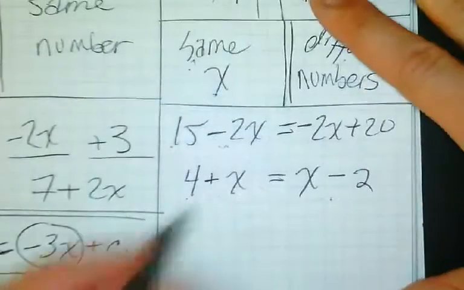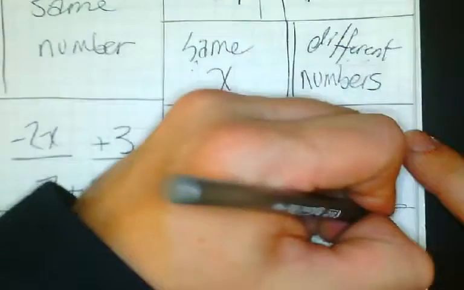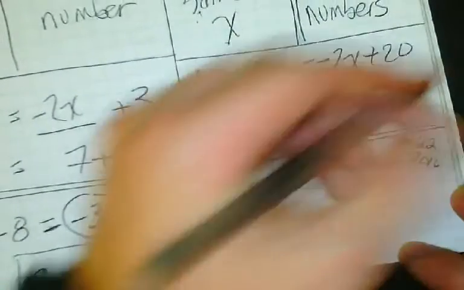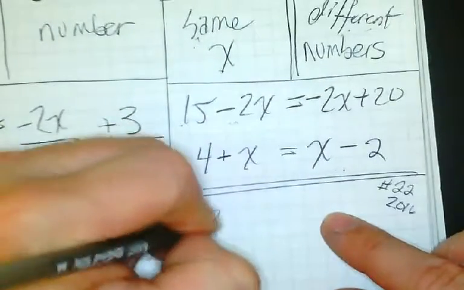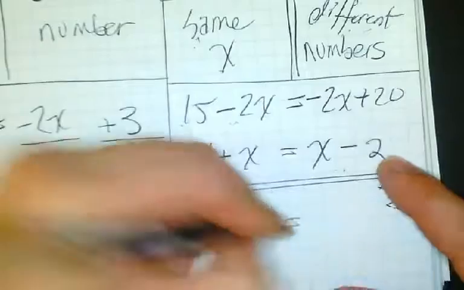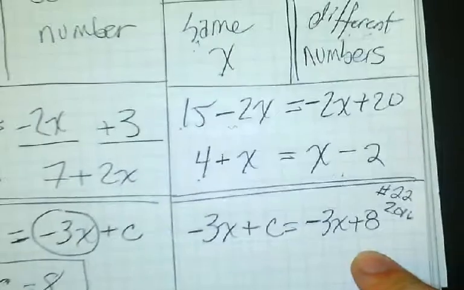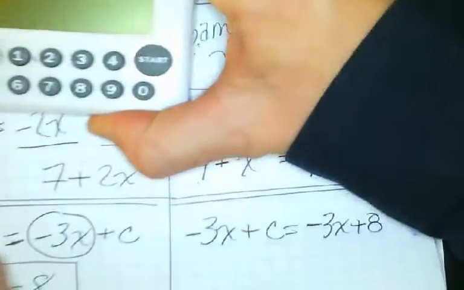All right, last question. This is the bonus, and this was the important one. For those of you playing at home, we are talking about number 22 on the 2016 STAAR test. Este es número 22 en 2016. Okay. La pregunta dice, negativo 3x más c igual negativo 3x más 8. Cuando no hay una solución, ¿qué es el valor de c? Escribe su respuesta final abajo, por favor.